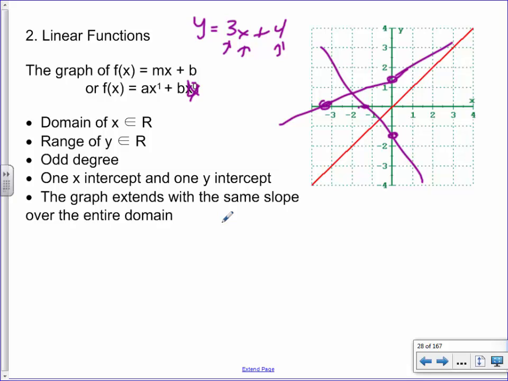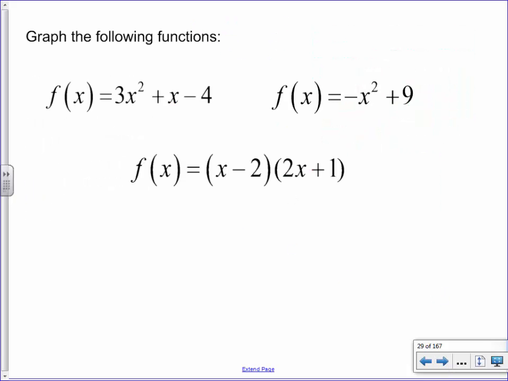Still doing good? Cool. Okay, next one. Well, now we've got some things that are quadratic. How do I know these are quadratic?